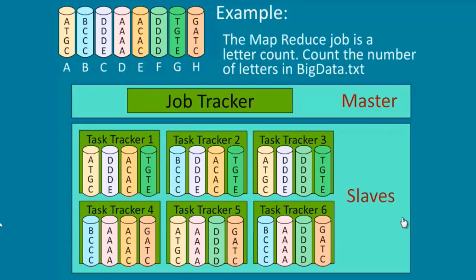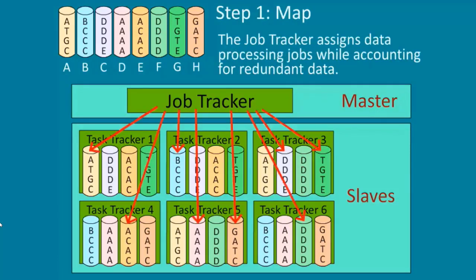The MapReduce job in this example is to count the letters, or as you would find in many of the Hadoop tutorials, a word count job. In this case, we're counting letters though. So the job is to count the number of letters in bigdata.txt. So the job tracker will now assign the data processing jobs to the slave nodes, to the task tracker nodes. And the job tracker is also going to account for redundant data. So it assigns the jobs to block A, and it assigns another job to block E, and here is block B.